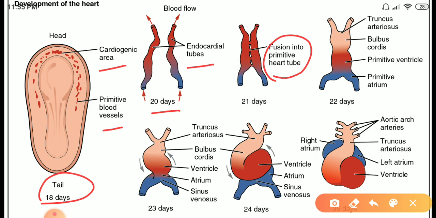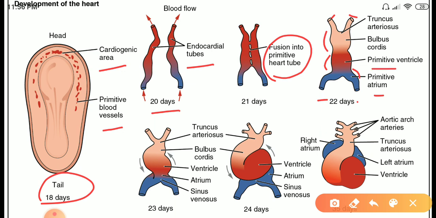Further development leads to complete fusion of this tube and formation of swellings with two superior horns and two inferior horns. The two superior horns are called the horns of the truncus arteriosus. They give rise to the arches. The swellings are called the bulbus cordis and the primitive ventricle, and the swelling at the inferior part near the two horns is called the sinus venosus. That leads to the formation of the primitive atrium.